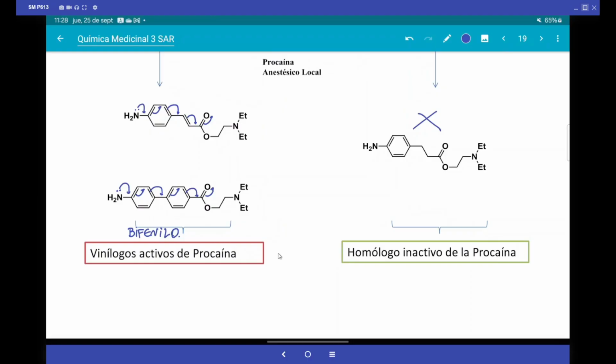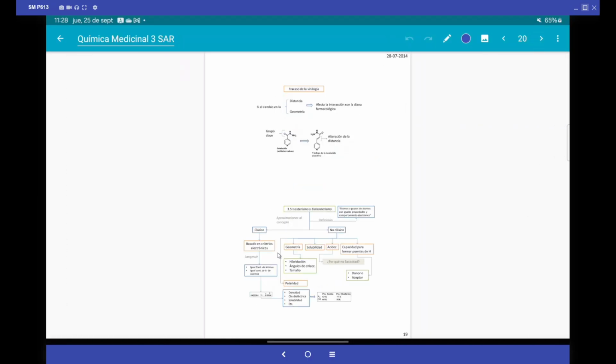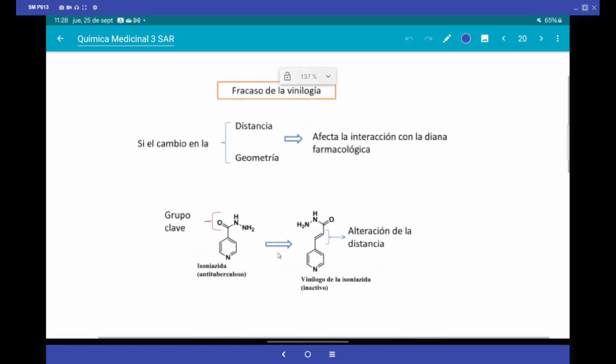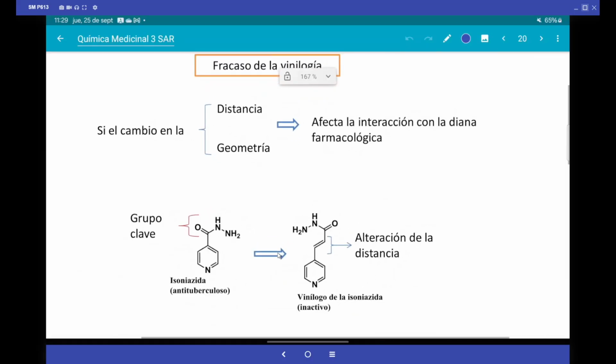By resonance, there are cases where the activity has been lost because it is drastically altered, or, well, the geometry or the distance is affected. In that way, take the isonicotinic acid, an antituberculosis agent. What is tuberculosis? What causes tuberculosis? Exactly. The bacillus of Koch is a bacteria. Then this is an antibacterial.